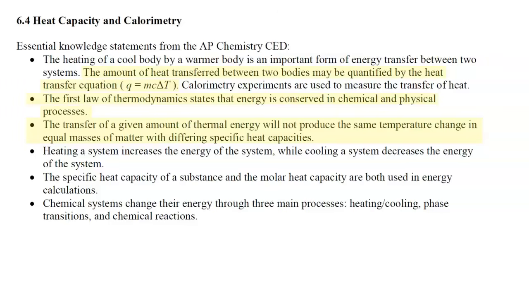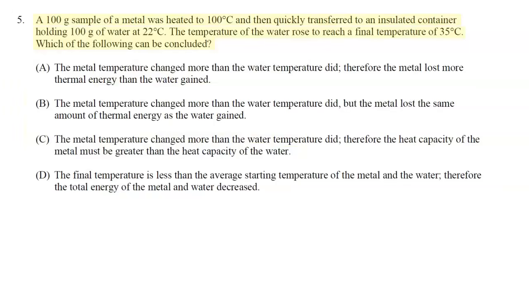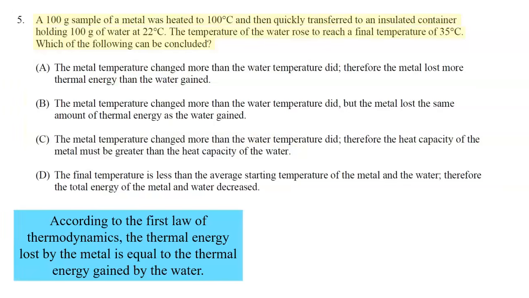Something else to consider in question 5 is the fact that the metal and the water have different values for their specific heat capacity. So the transfer of a given amount of thermal energy will not produce the same temperature change in equal masses of matter with differing specific heat capacities. So what do we know so far about this experiment? Well, according to the first law of thermodynamics, the thermal energy that is lost by the metal should be equal to the thermal energy gained by the water.